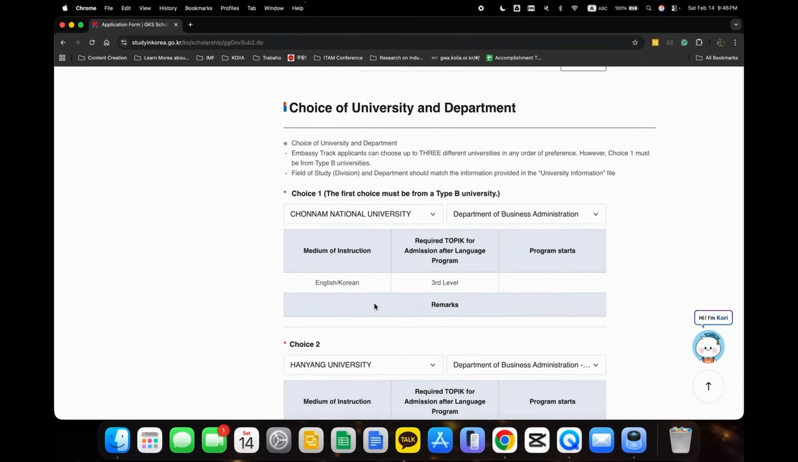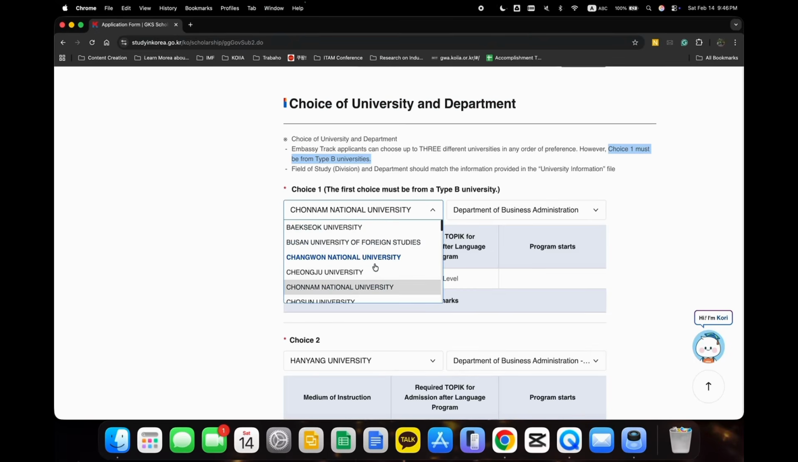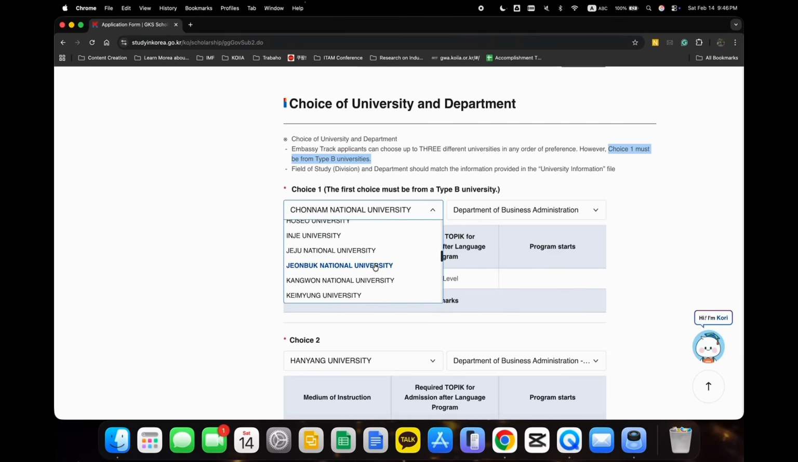And now let's go to the university. I tried pre-selecting these universities based on just normal random things, but there's one specific piece of information. Embassy track should select at least one type B university. So that's important for you to take note. I think the first choice is always a type B university. I'm not sure, but I think it is.